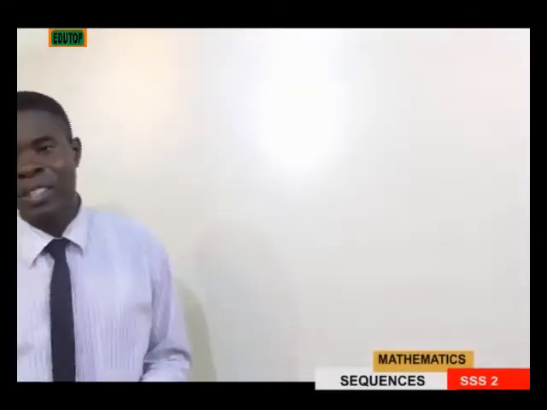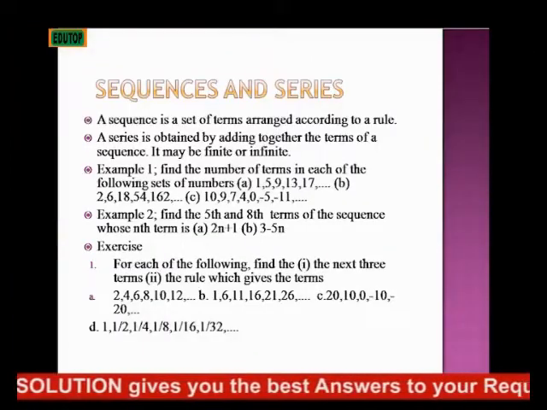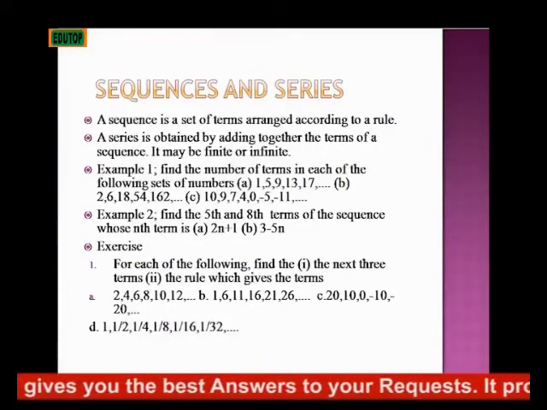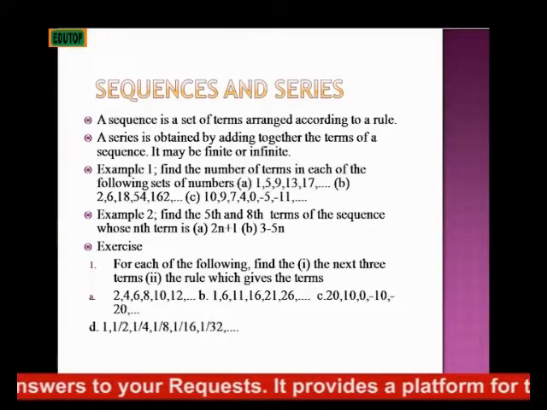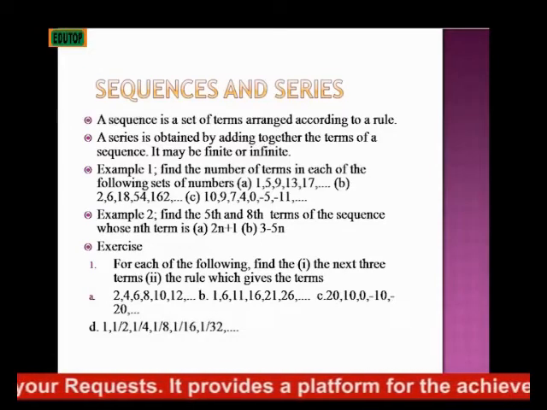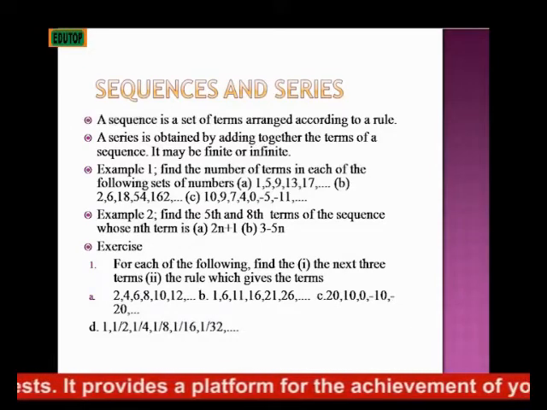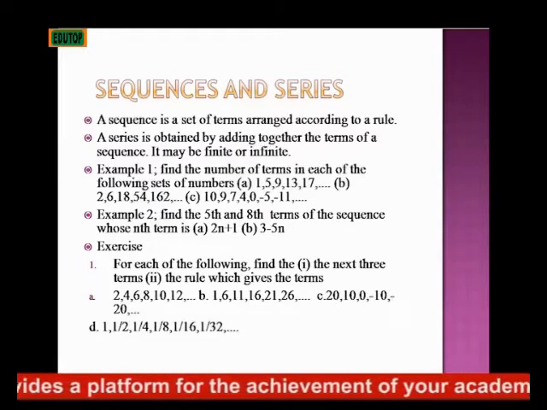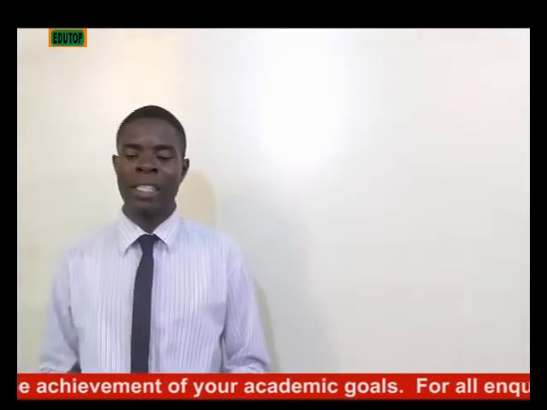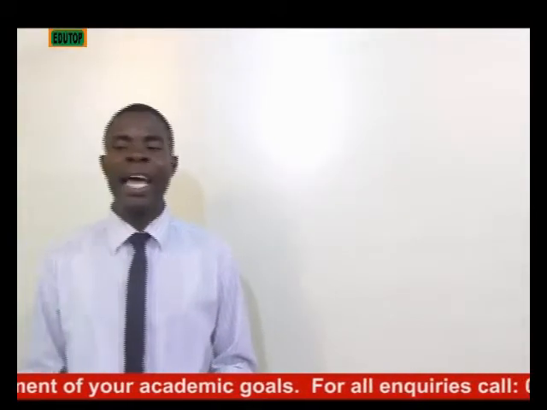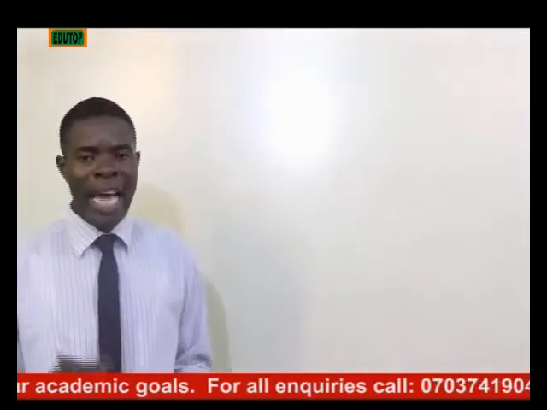Sequences and series. What is meant by sequence? A sequence is a set of terms arranged according to a rule, while a series is obtained by adding together the terms of a sequence. It may be finite or infinite. When I say finite, I mean it ends, that is, it terminates, while infinite means it is unending or it does not terminate.